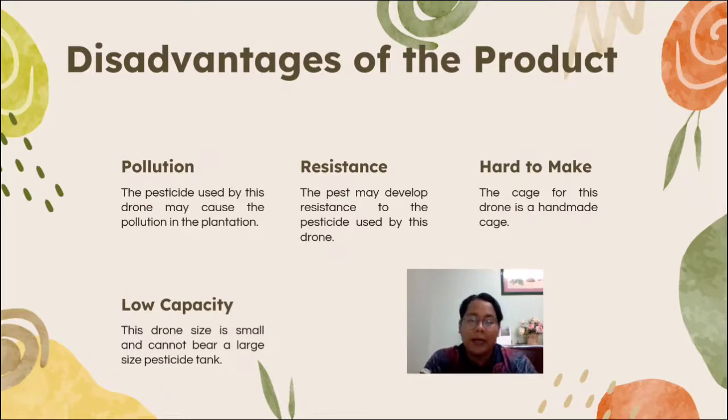The last disadvantage is low capacity. This is a drone that has a small size body, so it cannot bear a large size pesticide tank. So the capacity for pesticide used in this drone is lower than other pest control agriculture drones. So that's all for the advantages and disadvantages of this product.